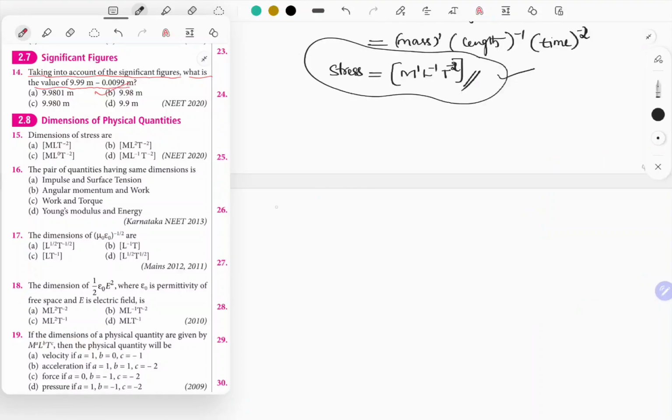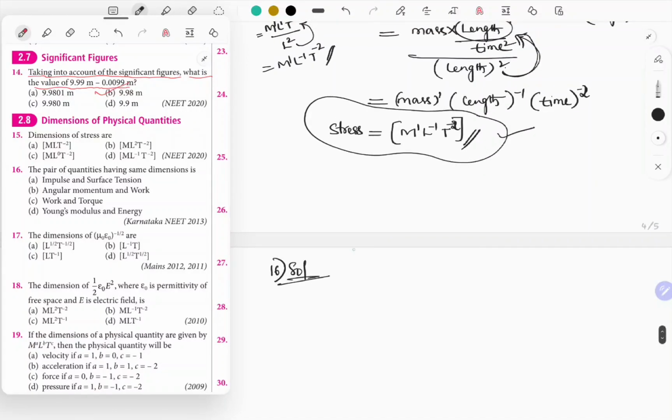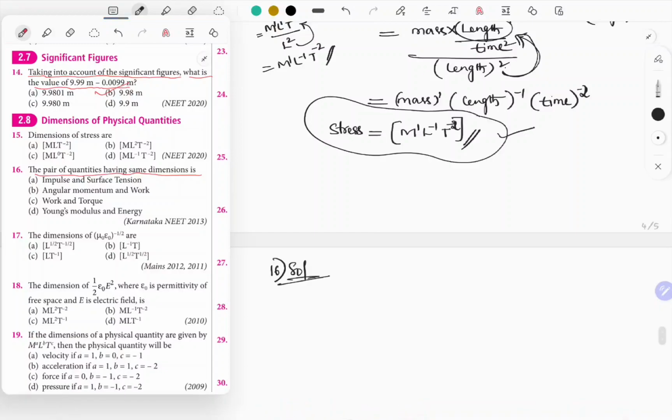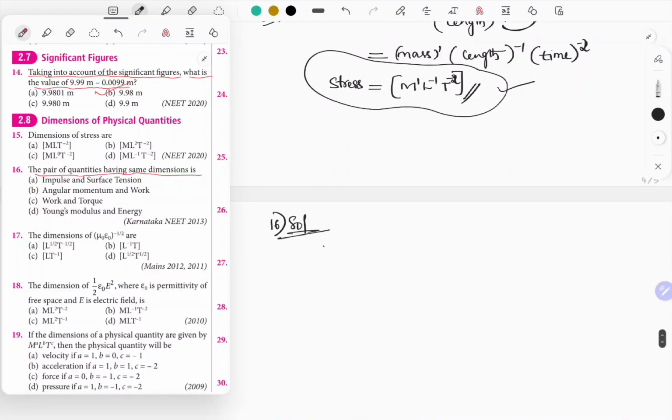Look at question number 16, and it is very interesting. Let me explain each and every option. They are asking for the pair of quantities having the same dimension. Okay, let me check out each and every option. Option A. In option A, what is the thing they have given? Impulse and surface tension.